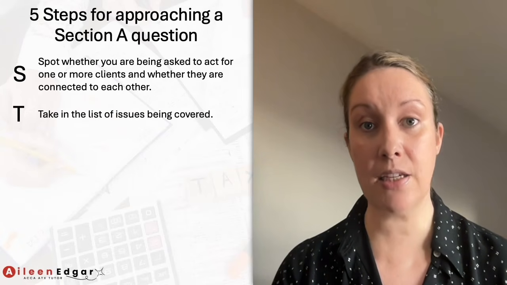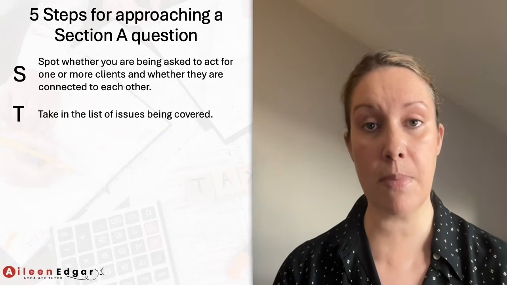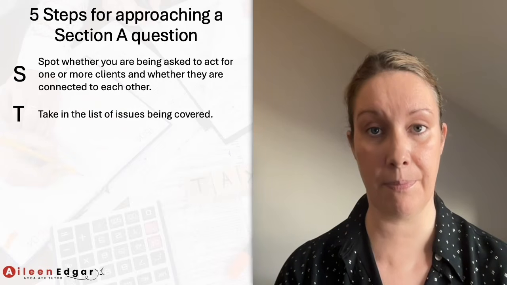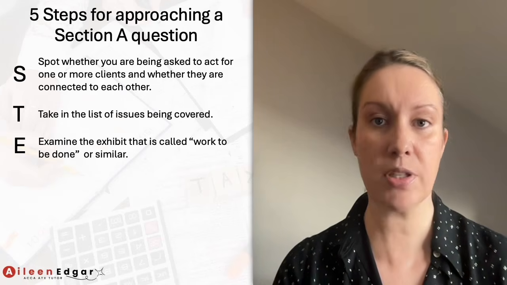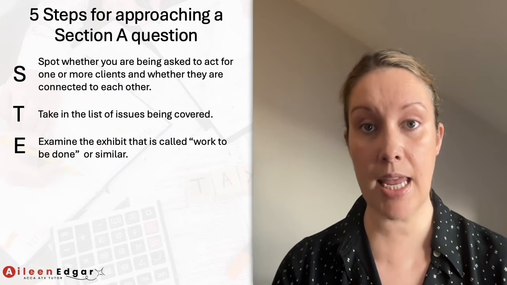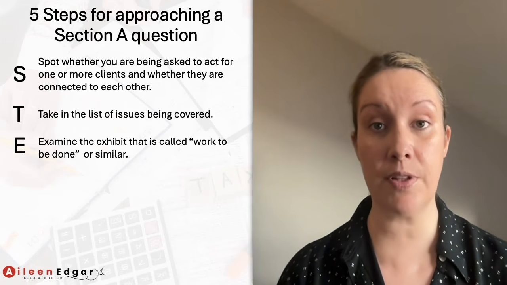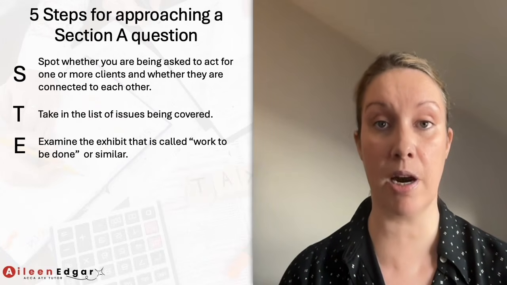Take in the list of issues being covered. You see this on the main screen in the exam. Click on the exhibit that's called Work to be Done or something like that. In section A, this is where you're actually going to find the useful detail on the requirements and your mark allocations.